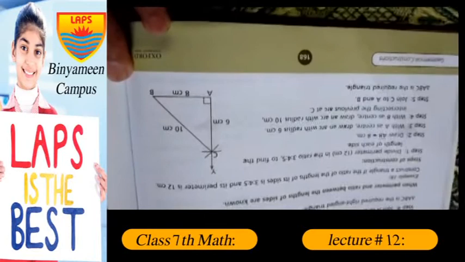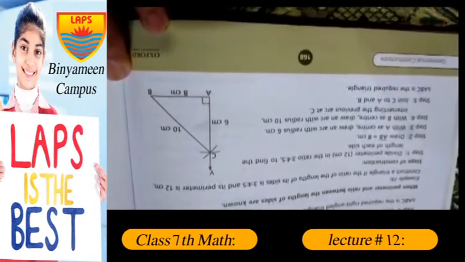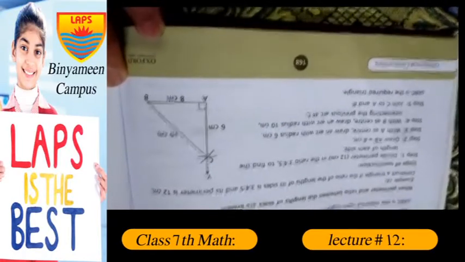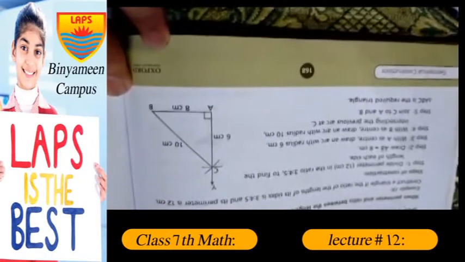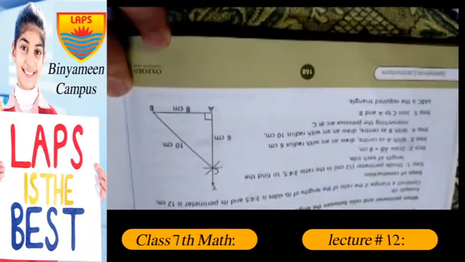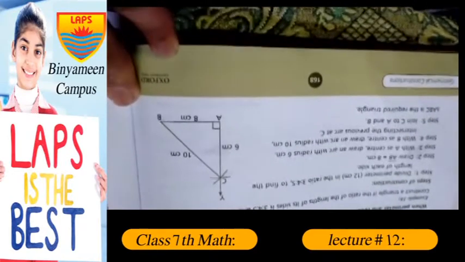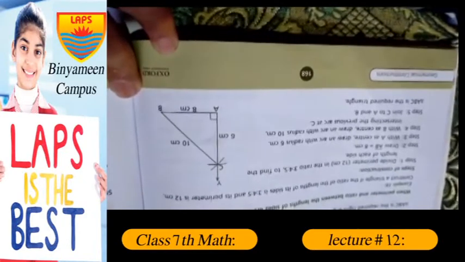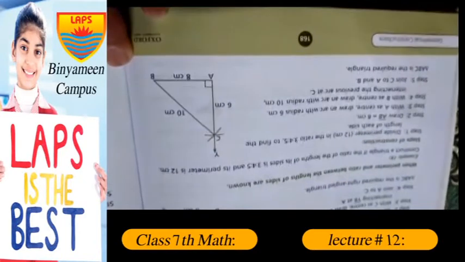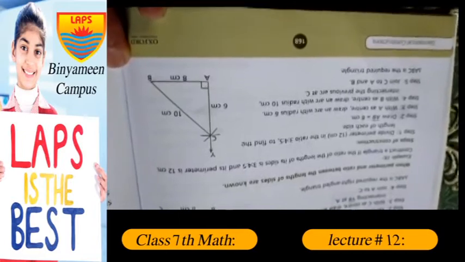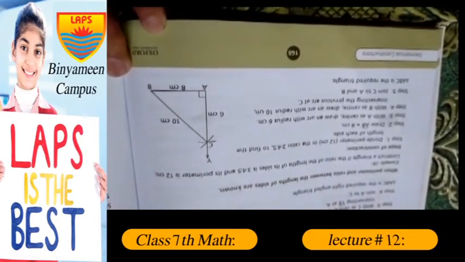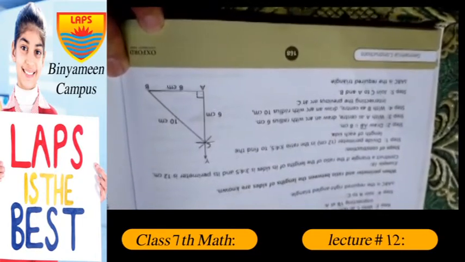Step 1, divide the perimeter 12 centimeters in the ratio 3, 4 and 5 to find the length of each side. Step 2, draw AB equal to 8 centimeters. Step 3, with A as a center, draw an arc with the radius 6 centimeters. Step 4, with B as a center, draw an arc with the radius 10 centimeters, intersecting the previous arc at C. Then step 5, join C to A and B. Then we get triangle ABC, the required triangle.